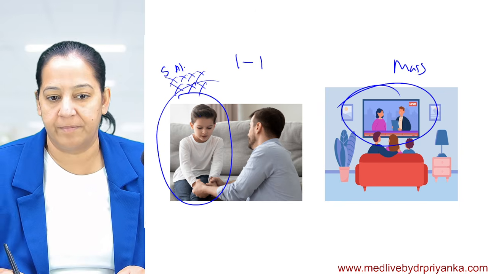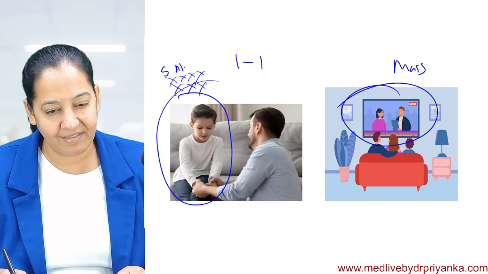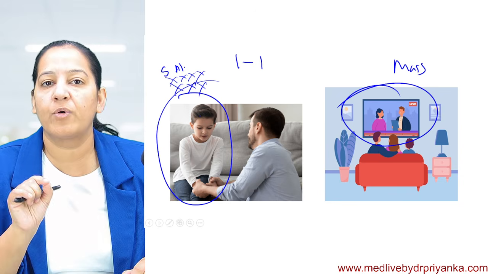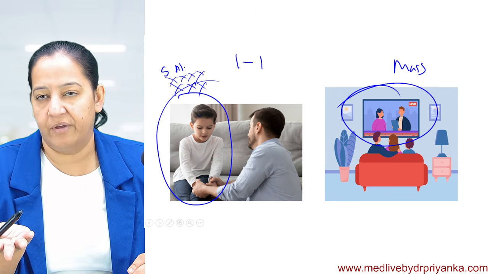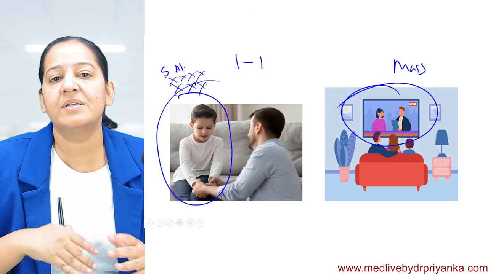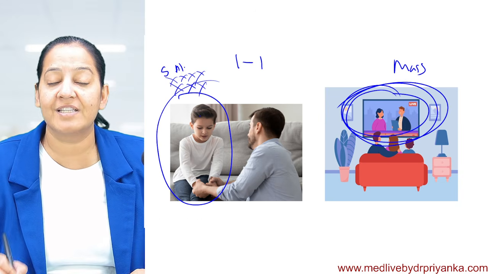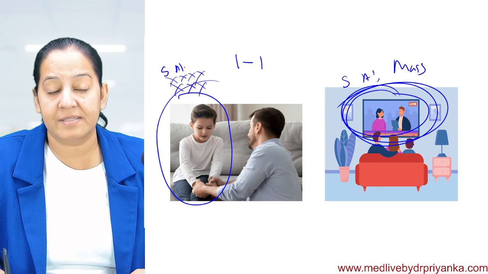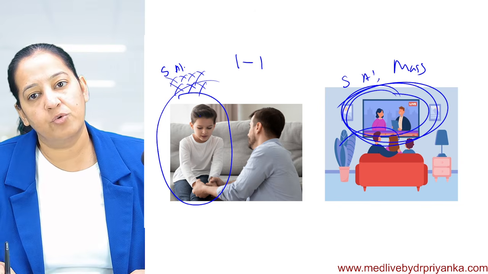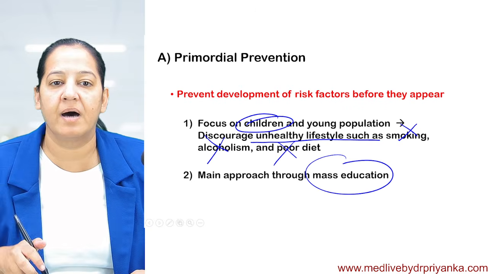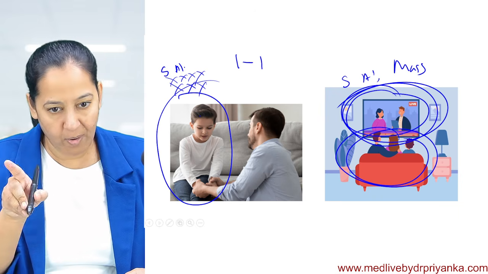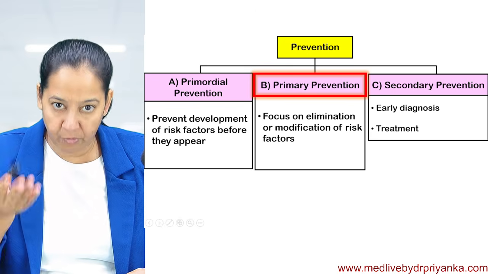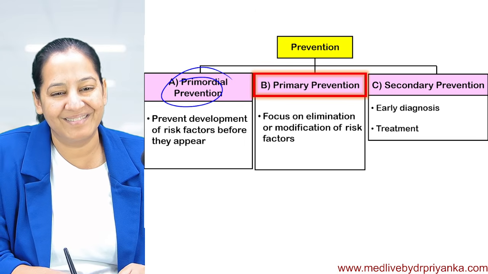Or you can use the mass approach. Show the same on television. You go to watch a movie in the theaters, and before the movie starts, there are advertisements shown by the government: smoking causes cancer. You may have seen that ad. On television, we show that smoking and alcohol cause coronary heart disease. So we can do mass counseling, mass education. So one-to-one or mass. Both are before the development of the risk factor. That's why they are primordial.